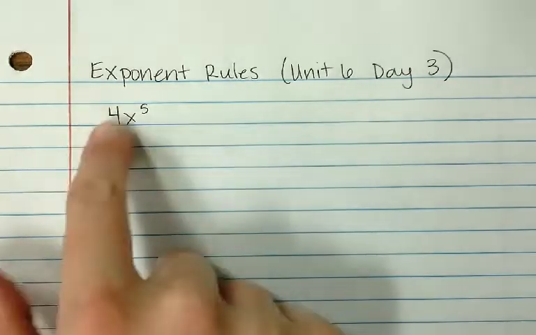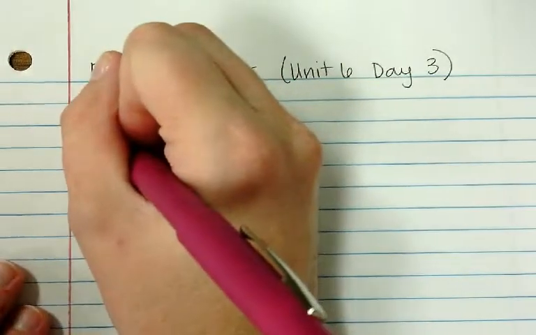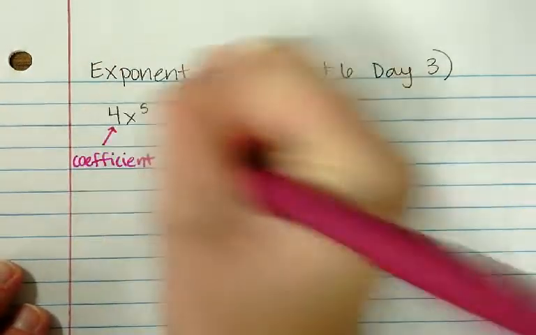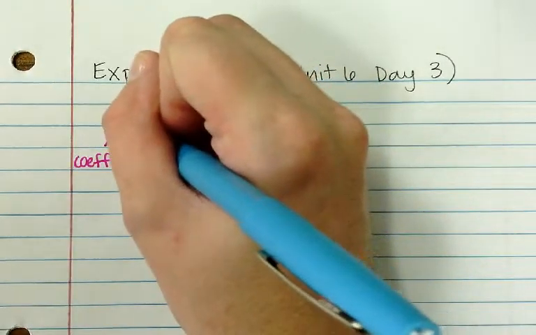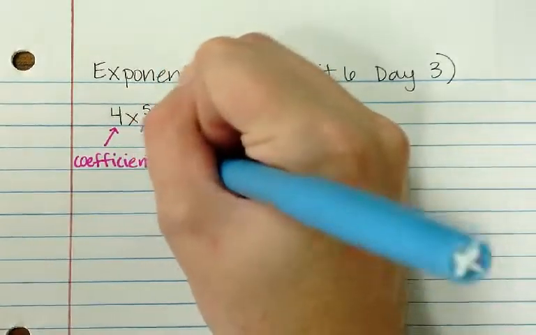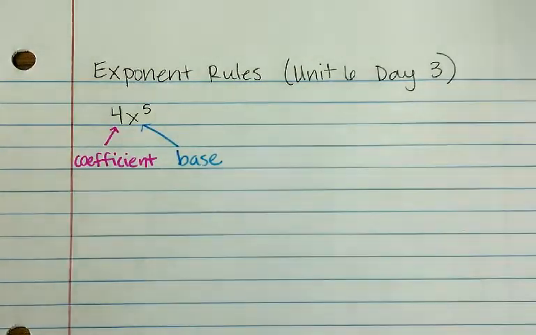So, the first thing I want you guys to write down is we have this 4x to the 5th, okay? And this 4 represents our coefficient, right? This is the coefficient. So guys, this is some good vocabulary to make sure we feel really good about. That's the coefficient to our variable right here. And this x right here, this is your variable, but another word that we are going to use for this is the base, all right? So the x is your base, all right?